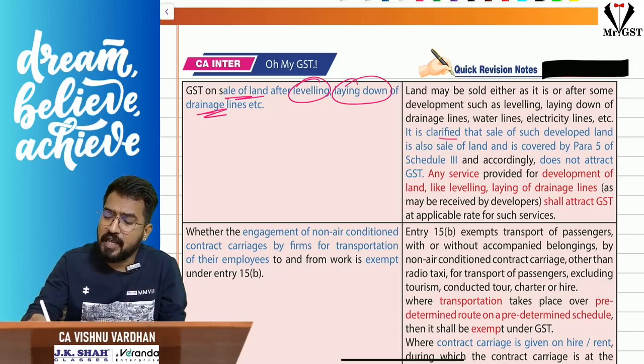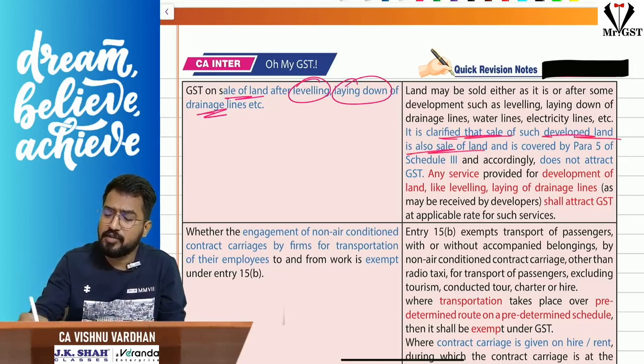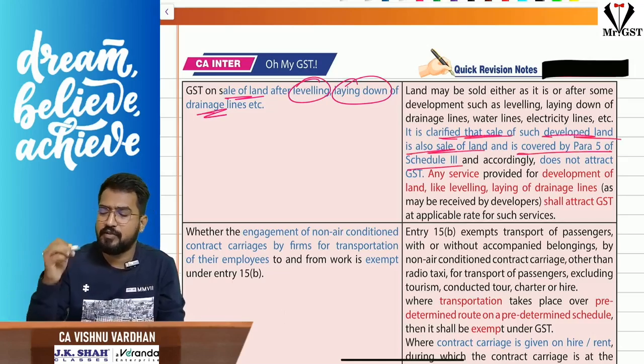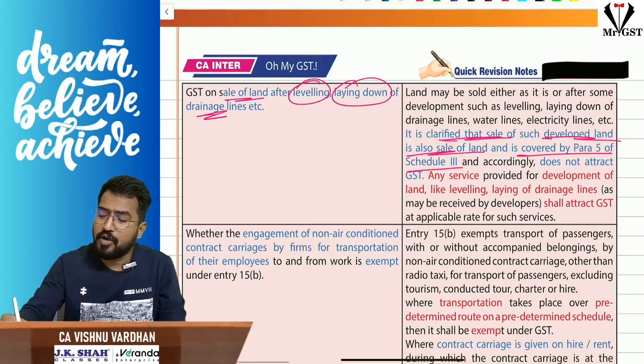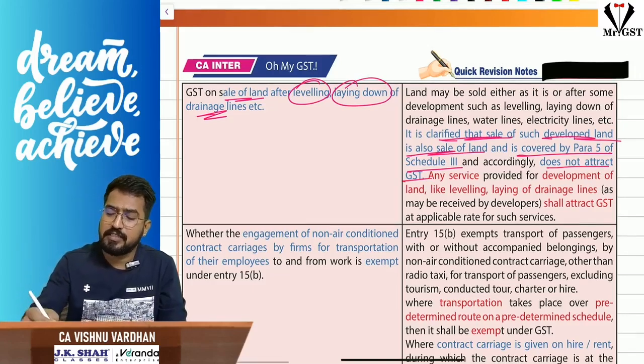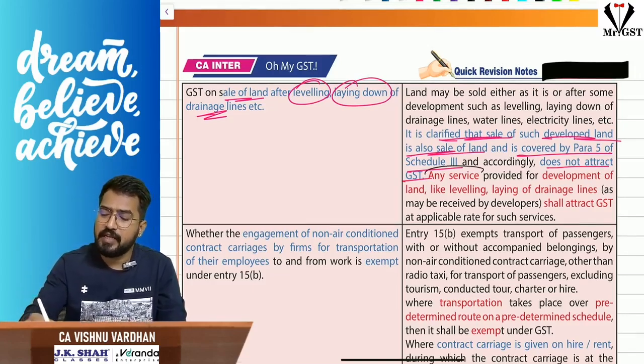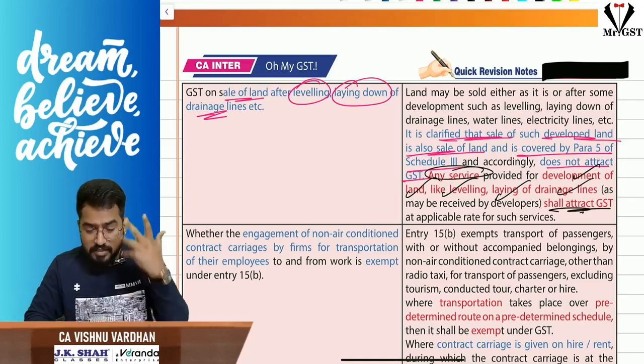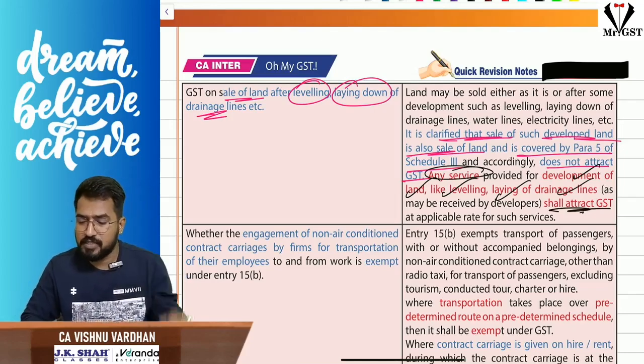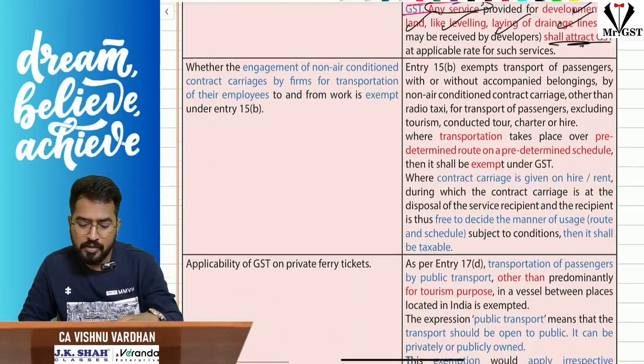So it is clarified that sale of such developed land is also sale of land and is covered under para 5 of Schedule 3. No, it will not attract GST. But sir, any other service like development of that land, like leveling, laying drainage lines, etc., that will attract GST. Seriously, who got this doubt? We should give an Oscar. Now the next clarification.